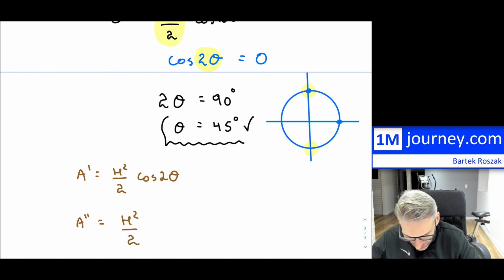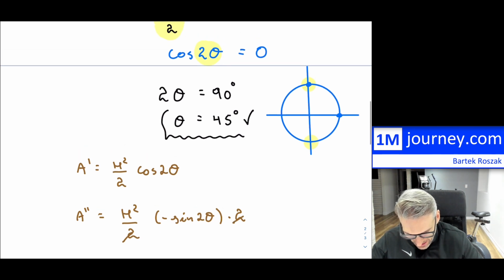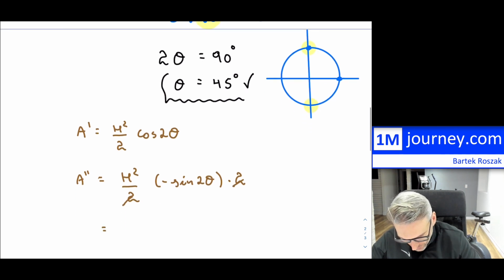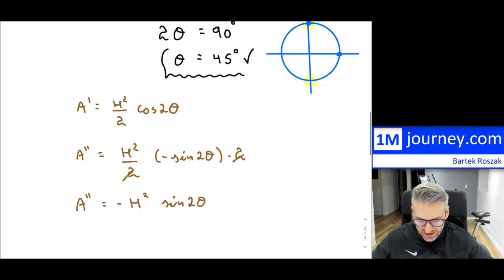This is going to be negative sine 2 theta, again times 2. So this 2 and this 2 will cancel. Not that it will matter for us, but anyways. So this is h squared, the negative can come out, and then you have sine 2 theta. This is your second derivative.